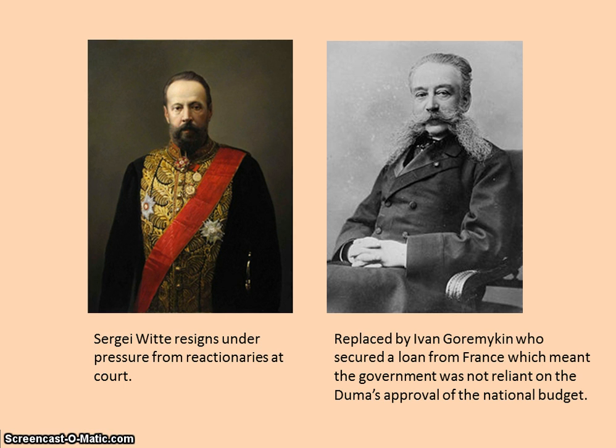Now this is a really pivotal point because a huge loan of 2.25 million francs that was secured just before the Duma opened meant that the government was no longer reliant on the Duma's approval of the national budget. If you look at the design of the constitution, it was designed so that each body in that constitution was dependent on one another. Well, the government is no longer dependent on the Duma now because it has this huge loan from France.